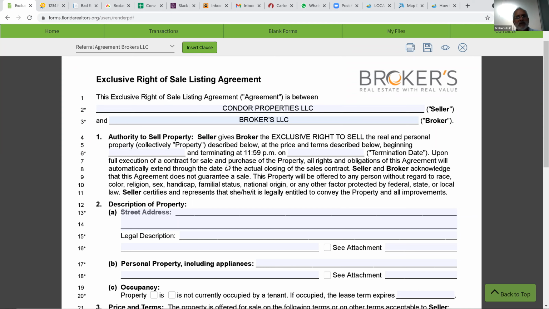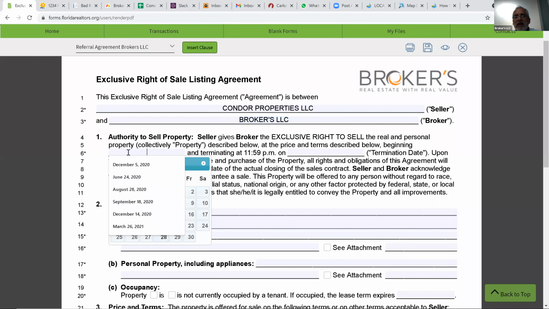Number one, the authority to sell the property is just the time that this owner is giving us to show the property out there in the market and try to get a buyer. Many people ask, why not 3 months or why not 1 year in a listing? The reason it's almost always 6 months is because if you take a listing for 3 months, well, in this market it would sell in no time. It will be sold very fast.